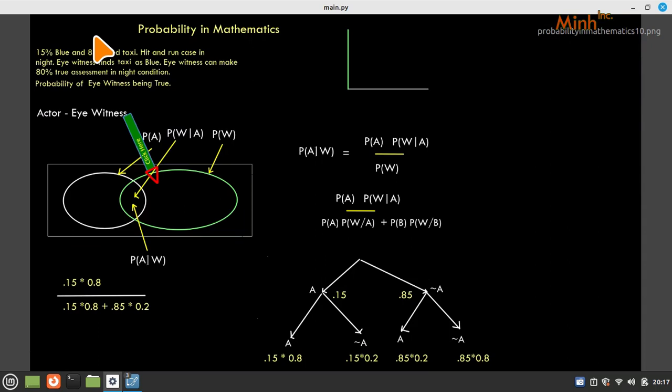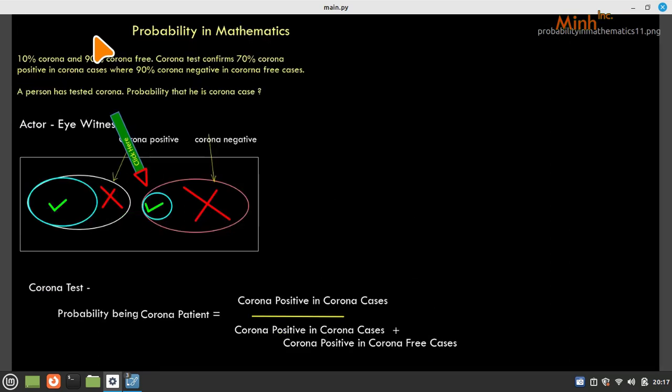Okay, now I have another example. Example by example. Now there is corona, 10% corona at a place, at a town, in a city: 10% corona, 90% corona free. This is the actual case.